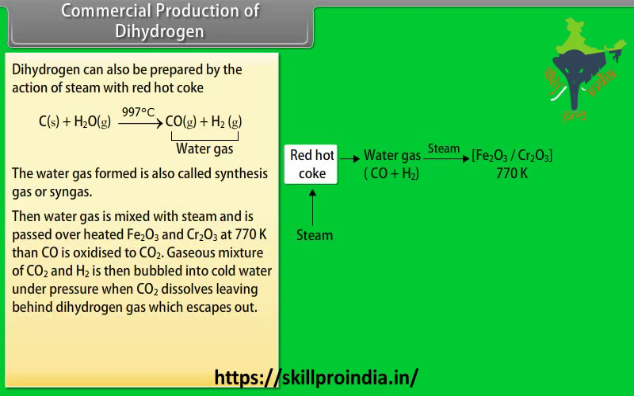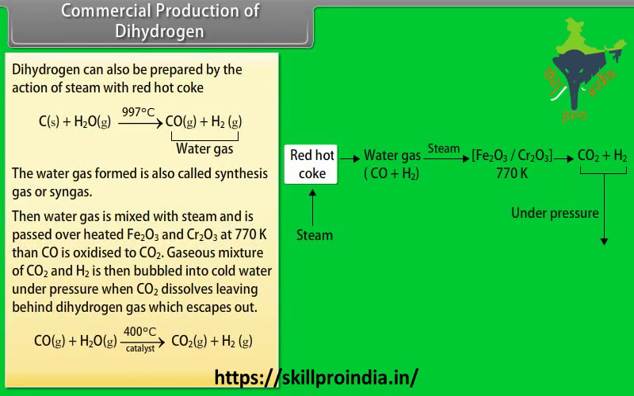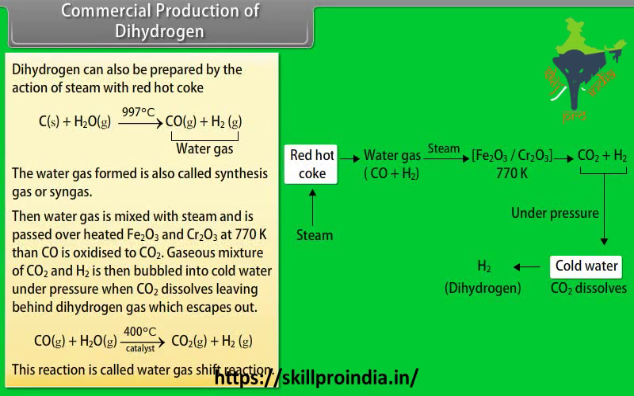Cr2O3 at 770 Kelvin. Then CO is oxidized to CO2. The gaseous mixture of CO2 and H2 is then bubbled into cold water under pressure, when CO2 dissolves, leaving behind dihydrogen gas, which escapes out. This reaction is called the water-gas shift reaction.